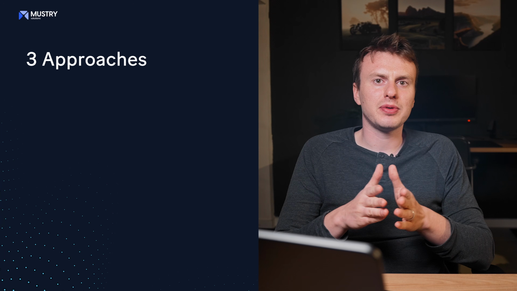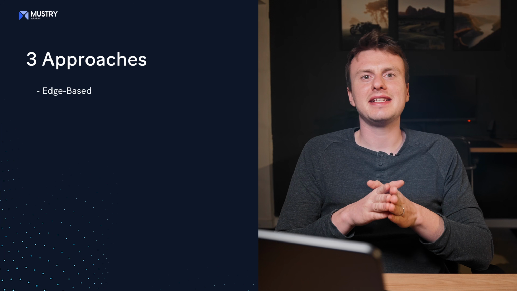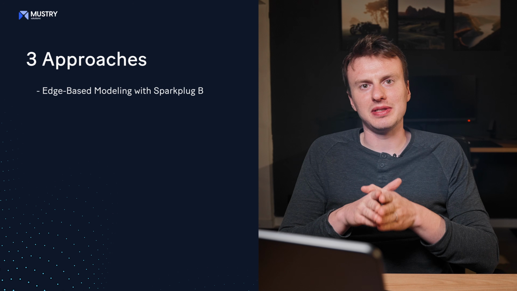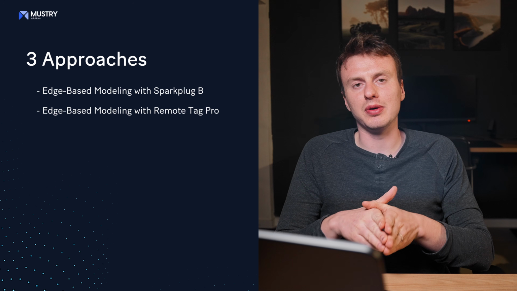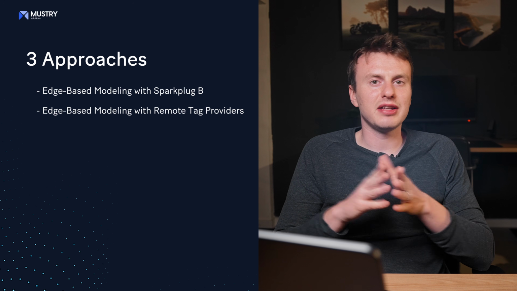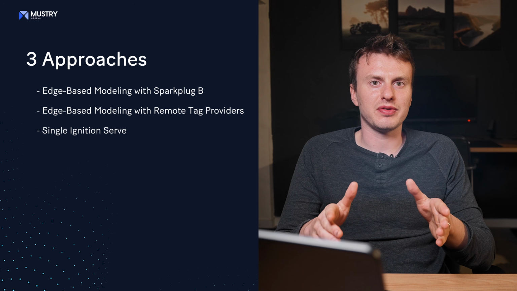When starting a new project, we first decide how to structure Ignition at each plant. There are 3 main approaches. The first one is edge-based modeling with Sparkplug B. The second one is edge-based modeling with remote tag providers. And the third one is a single Ignition server.